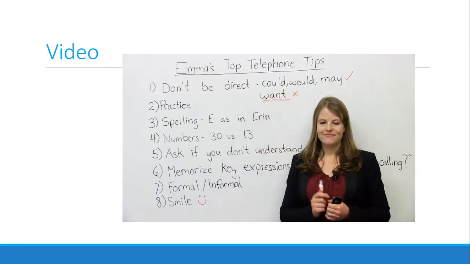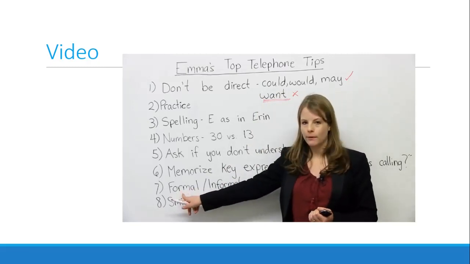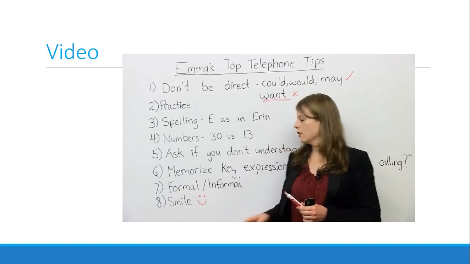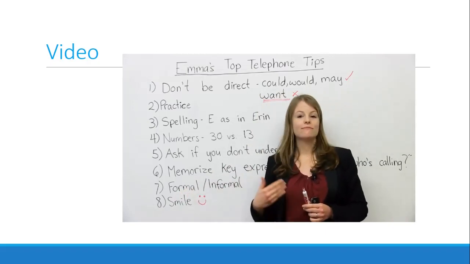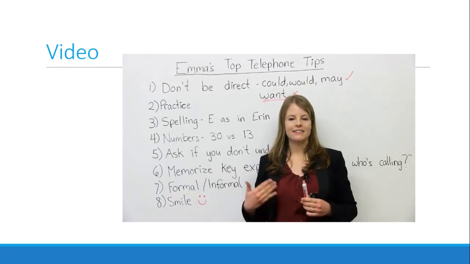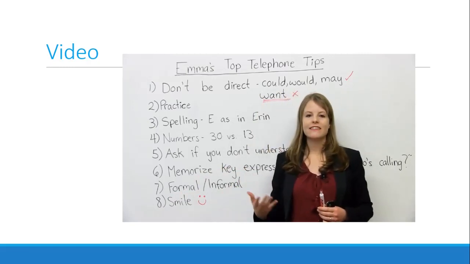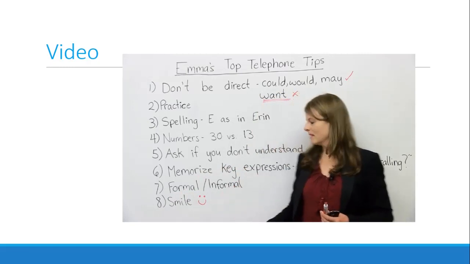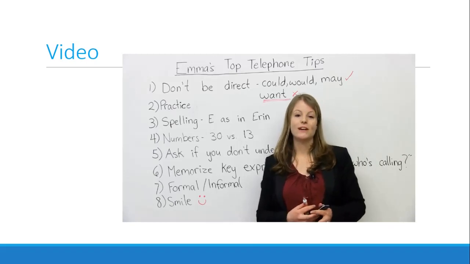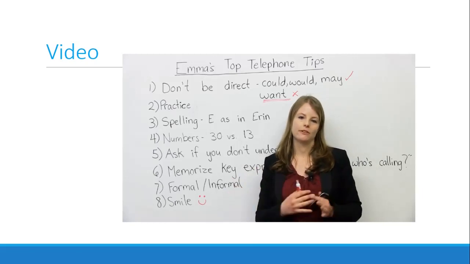Number seven, when you're on the phone, it's important to know if you should use formal or informal English. What's the difference? Formal English you would use maybe if you're talking to someone you don't know. Maybe if you work at a business, you might use this with a customer. So it's very polite English. Informal English is the English you would use with your friends. So it's important to know which phone expressions are formal and which ones are informal.